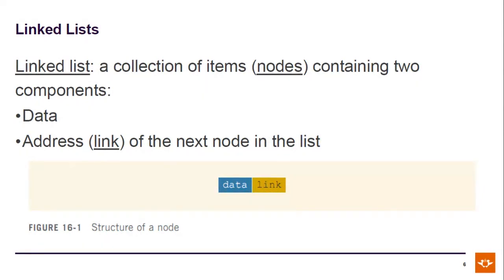Okay, so let's look at linked lists. The simple definition of a linked list is that it is a collection of items, usually referred to as nodes, containing two components. So a node usually has two components. The first component is data, the data that is actually stored inside the node. And the second component is the address, which is basically a link to the next node in the list.